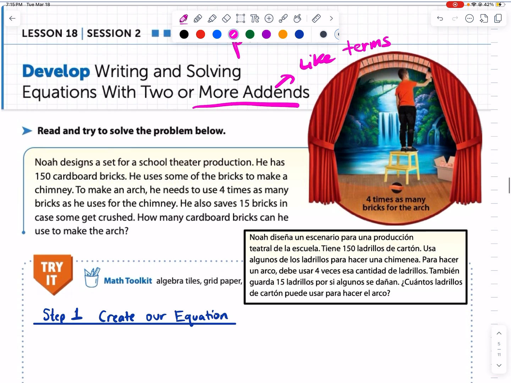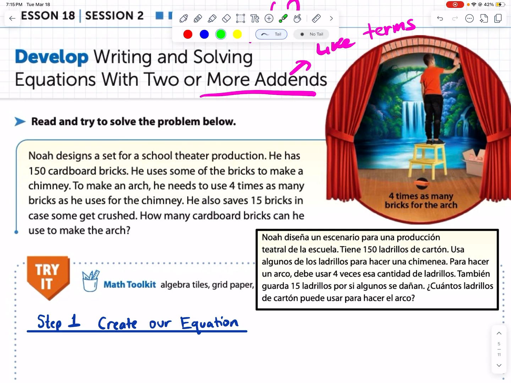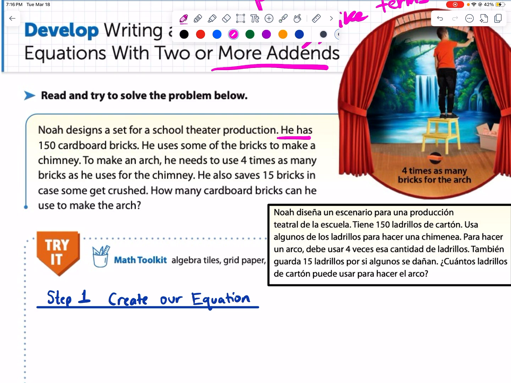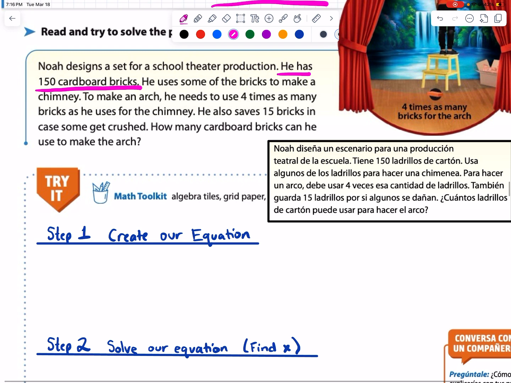So we have here a word problem, where we need to use this word problem to figure out what the equation is, and we need to solve this equation. Noah designs a set for a school theater production. He has 150 cardboard bricks. We're probably going to need to use that, but let's keep reading.